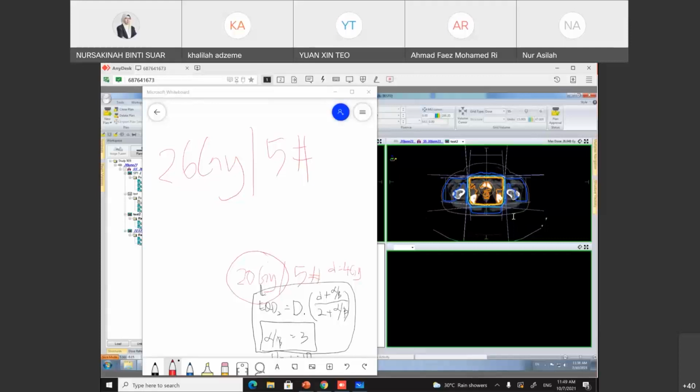For the EQD2 for OAR, the dose is still, sorry, is anyone talking? So for the OAR the dose is still the same 42.6 gray. Just now the 40 gray in 15 fractions was 45 gray. So now the OAR is 42.6, while the tumor is only 32.9.